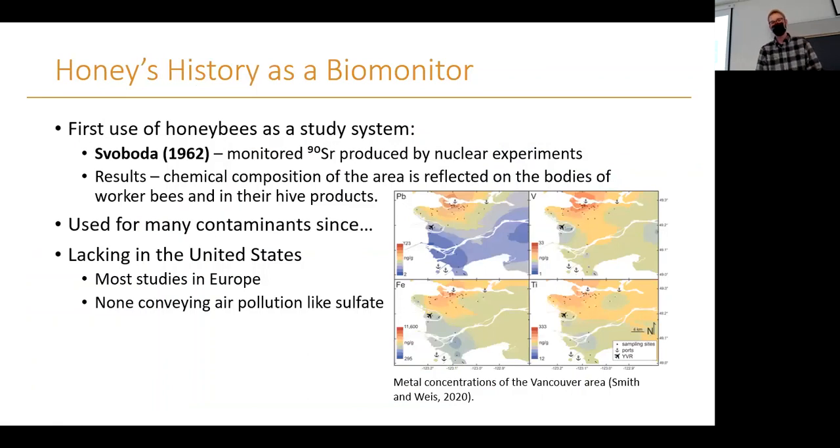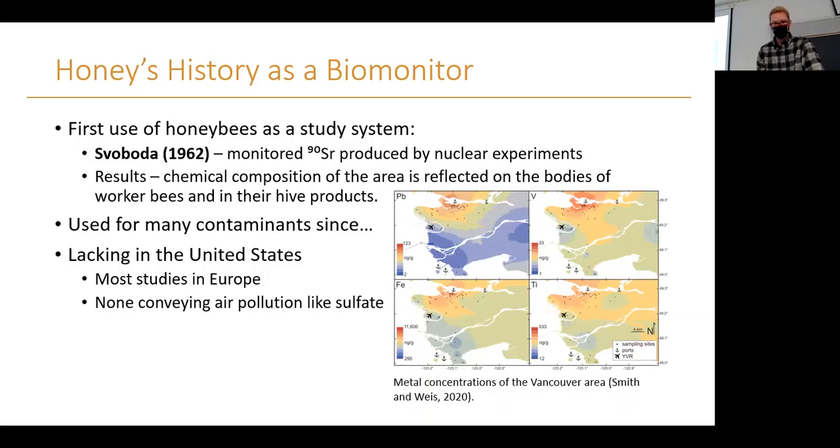So honey's history as a biomonitor. This was first used as a study system by Svoboda, 1962, who monitored strontium-90 produced by nuclear experiments in Europe. And the results from this showed that the chemical composition of the area is reflected on the body of worker bees and in the hive products that they produce.